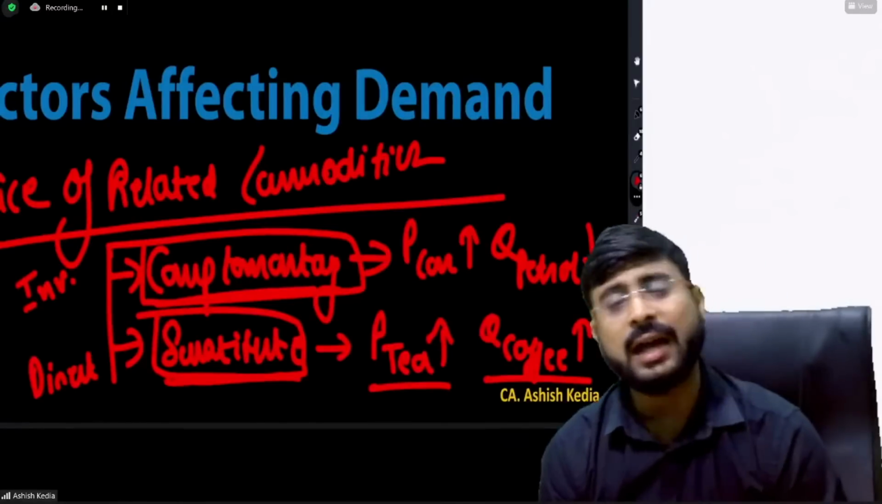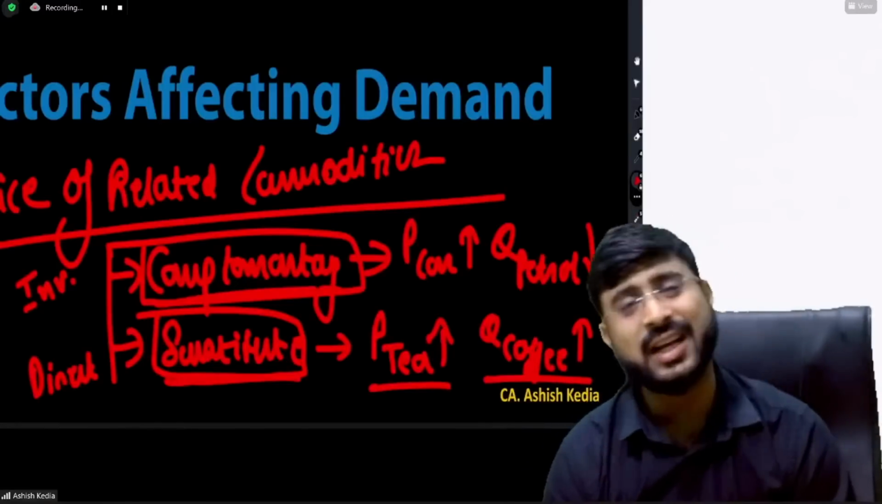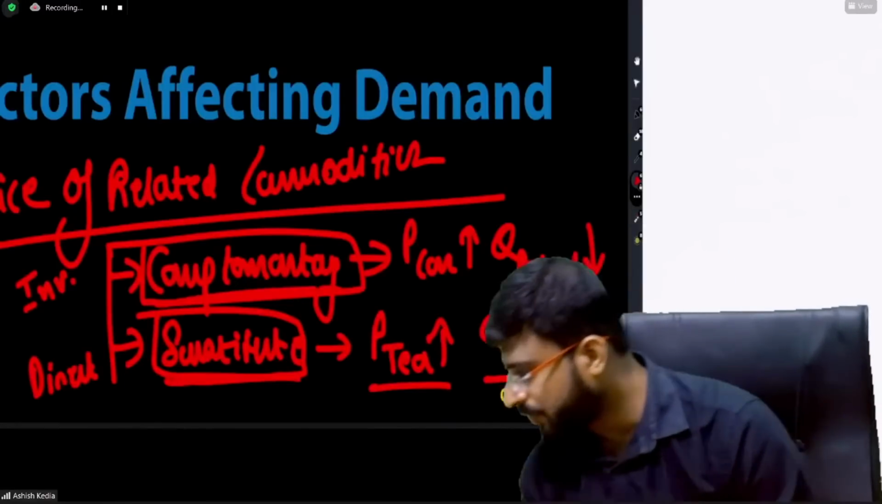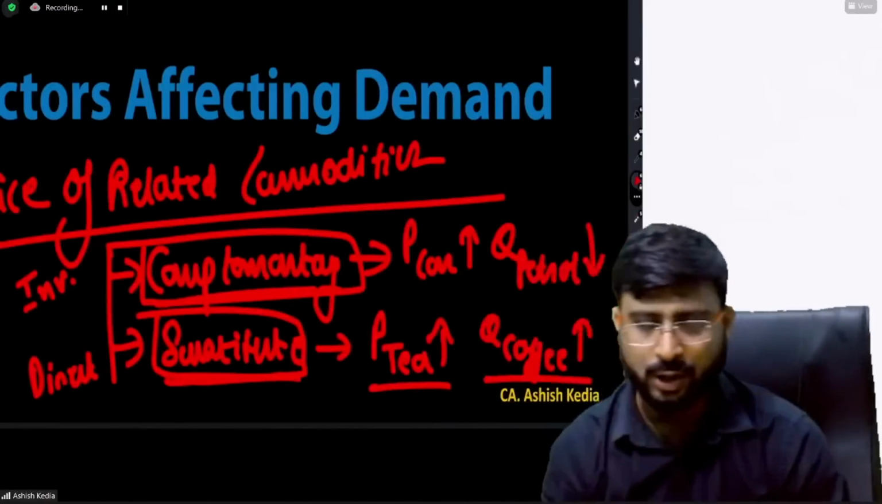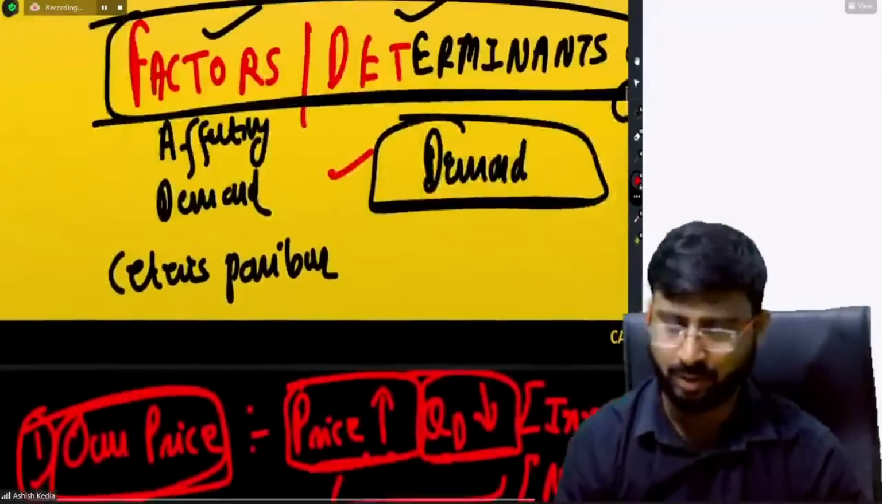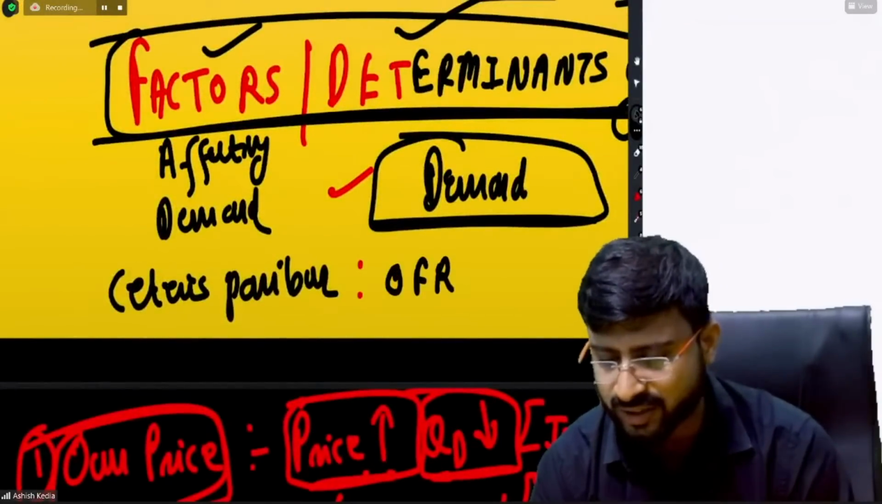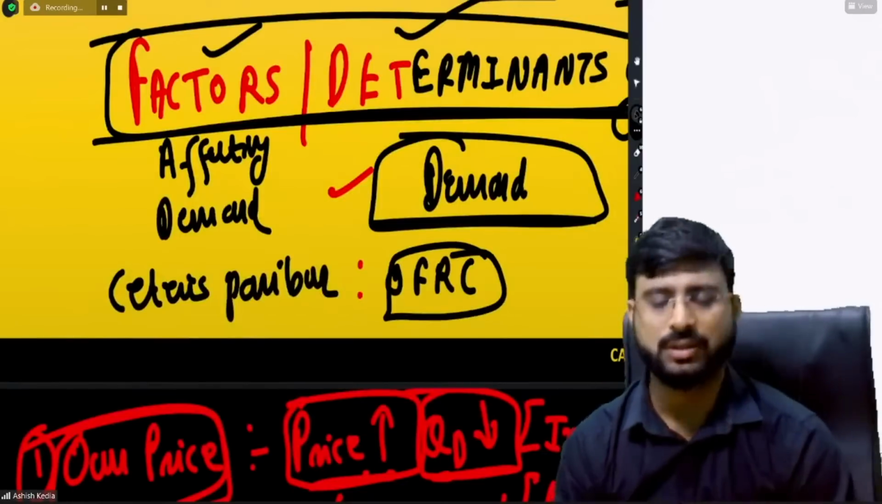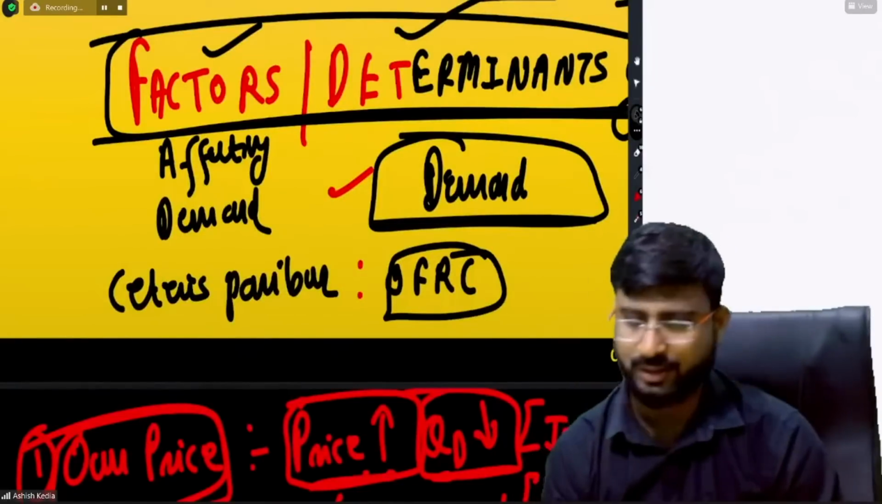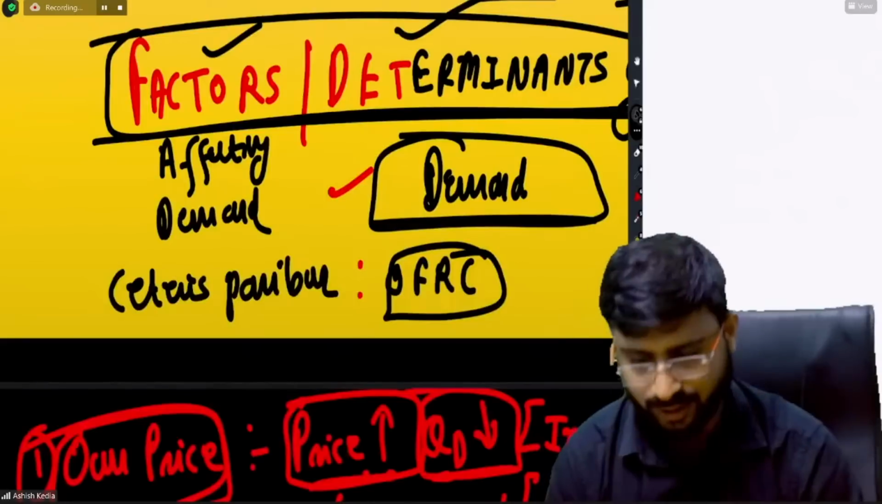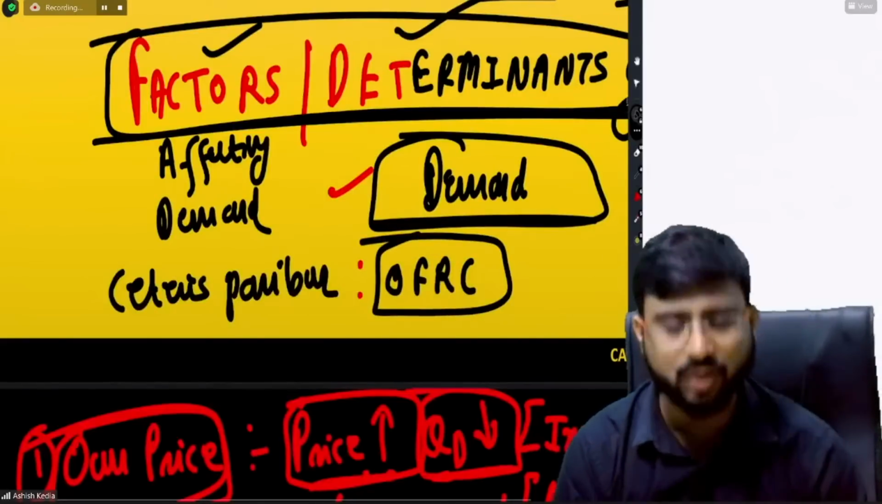And now the meaning of the word ceteris paribus, which one of our friends was asking. So what is ceteris paribus? Please pay attention. Ceteris paribus means other factors remaining constant. Now please try and understand.